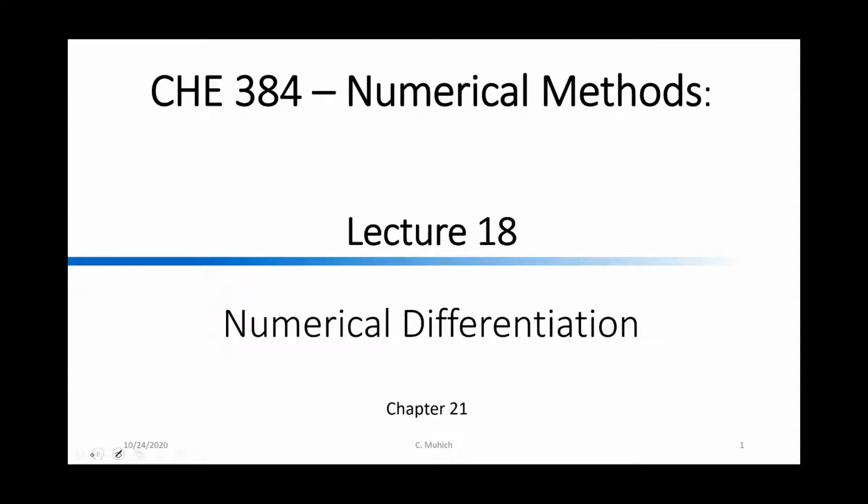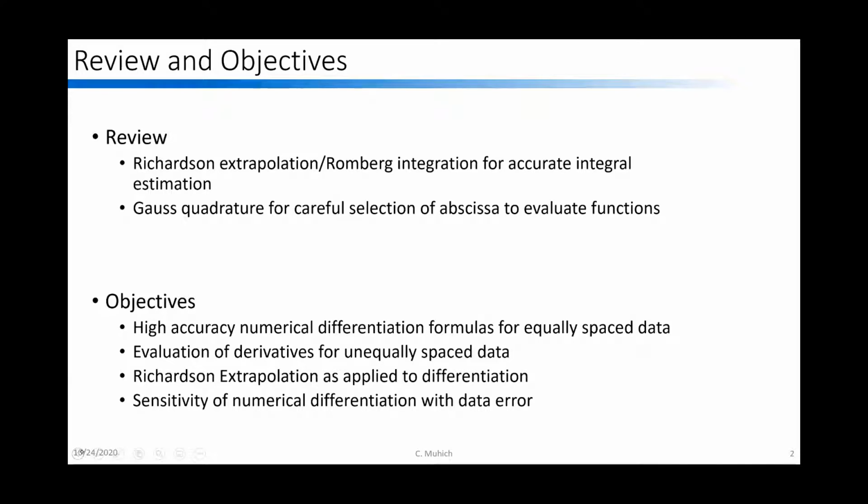Just as a review, previously we talked about more advanced methods for integrating functions. So particularly how we can use Romberg integration to get a more accurate version of our integral estimation, and then both Gaussian and adaptive quadrature so that we can get better answers with lower ordered functions.